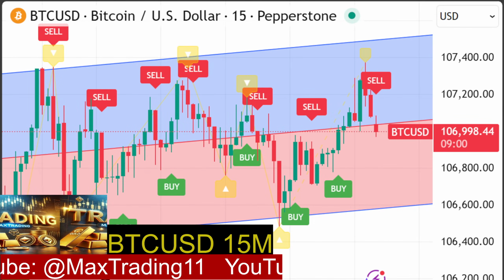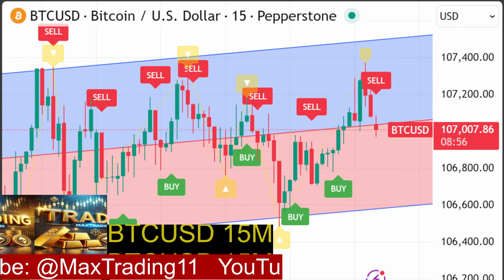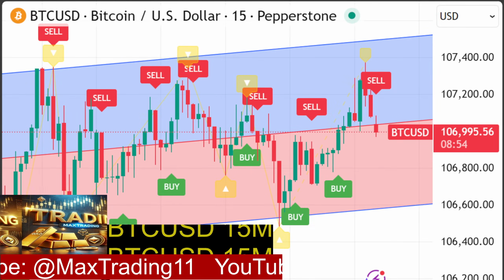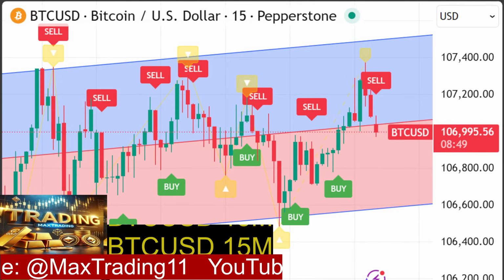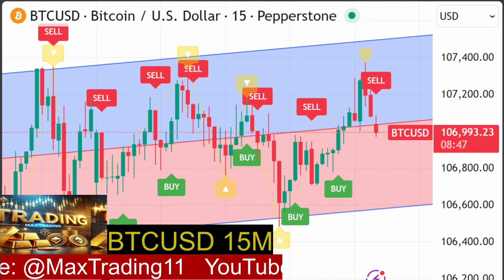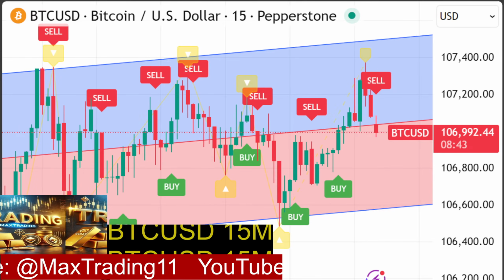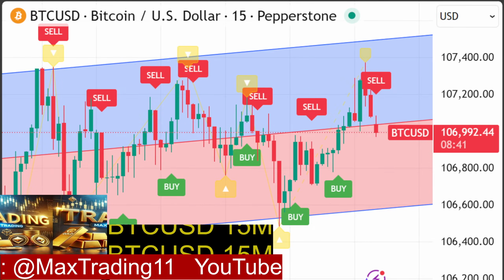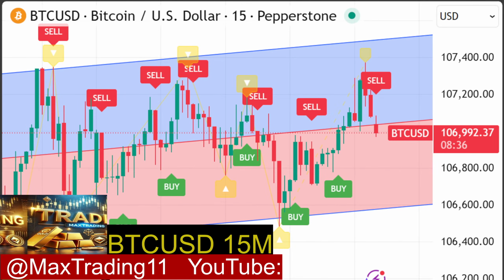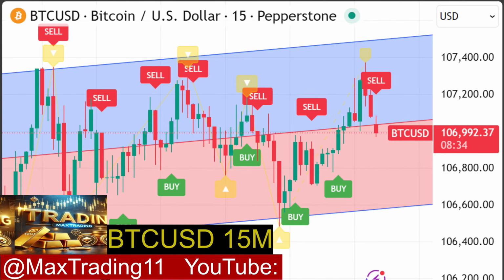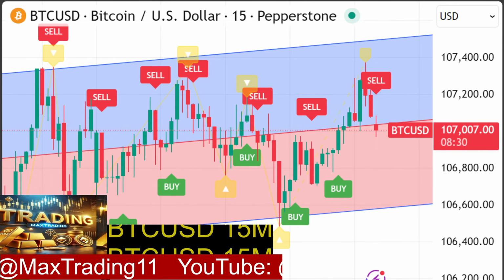Risk management is the backbone of all trading. Even with perfect confirmations, market anomalies occur. A disciplined trader sets a stop loss below the last swing low in an uptrend or above the last swing high in a downtrend. This approach not only preserves capital but also ensures emotional control during unexpected moves.